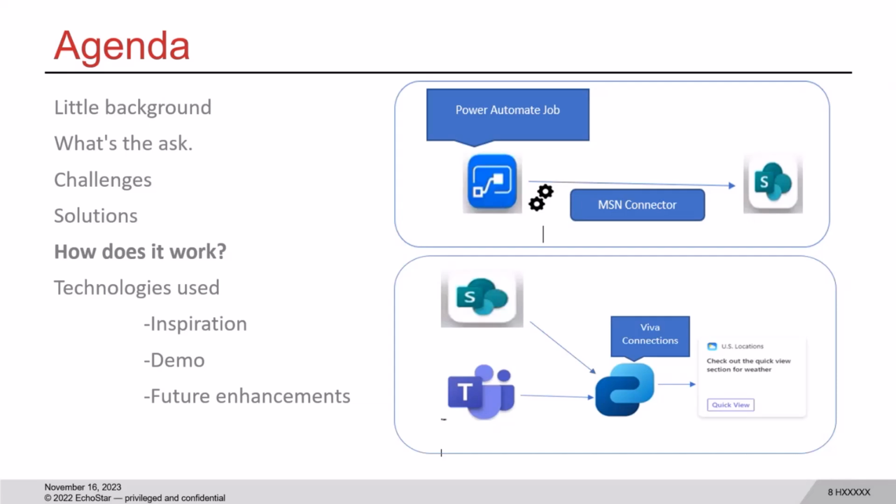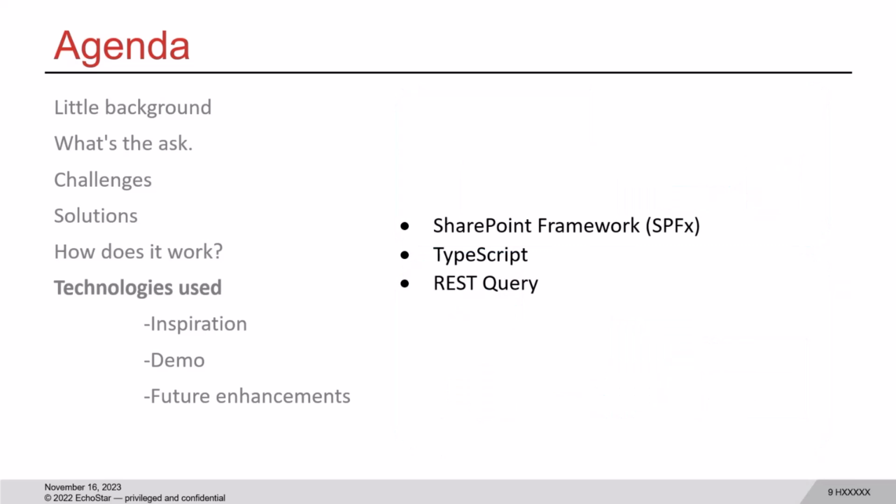I'm going to show you how this card has been built, and that it is working in real time. Moving on to technologies, obviously we used SharePoint Framework, TypeScript, and REST query as well. REST query is to query the SharePoint list in order to retrieve the weather information, and SharePoint Framework brings this extensibility feature. Using SharePoint Framework only, you can build adaptive card extensions, right? So for that purpose we used it.